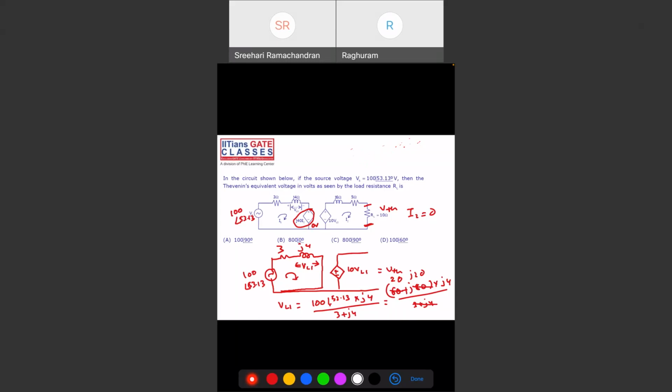So 20 into J4 is 80 J. Right? 80 J is 80 at an angle 90 degrees. J is 1 at an angle 90. So 10 into VL1, VL1 is 80 at an angle 90. So 10 into VL1 is 800 at an angle 90. Option C. Okay. Correct.